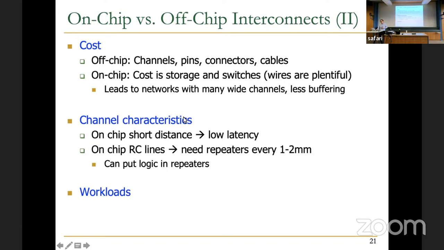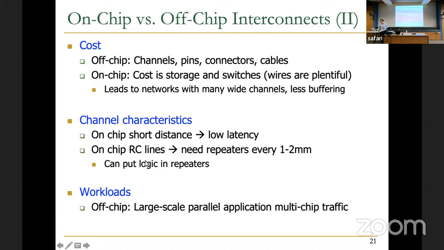Channel characteristics: on-chip, you have short distance or low latency, but you need some repeaters because of the RC lines. But off-chip, it's basically huge distances. And workloads are also very different. Usually, off-chip networks are specialized for large-scale parallel applications, multi-chip traffic, supercomputers in general. Of course, you can think about the internet as well, but usually supercomputers.